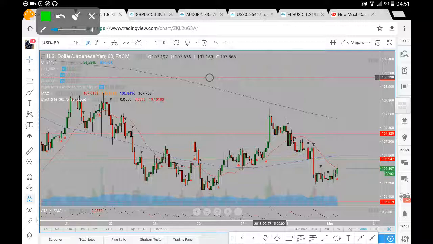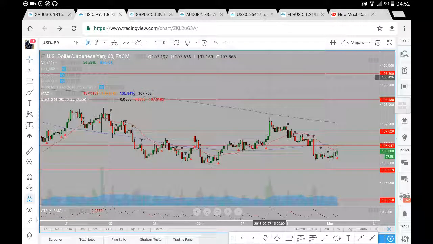Now, if we were to break down further than the 106.32, we'll be looking for prices to head down towards the 106 before going down towards the 105.55.